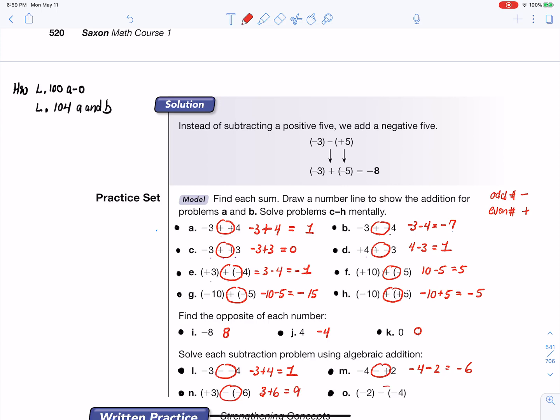And then the last one, adding again, so that's -2 plus 4, which is 2. Same as 4 minus 2. All done with that.